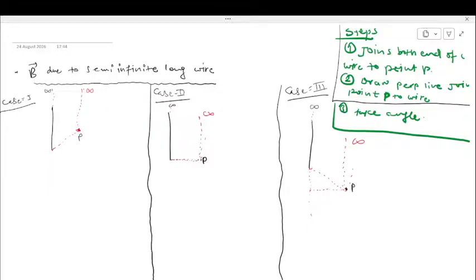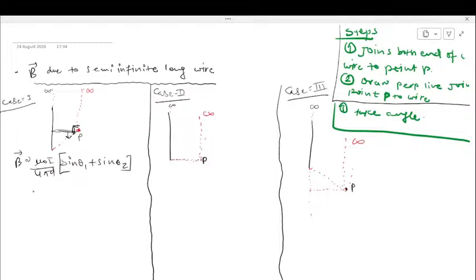Now join both ends of the wire at point P. Draw a perpendicular line to join point P to the wire. Now to take the angle, here is the perpendicular line. The first angle, this angle, is 90 degrees. The second angle is this. We know the general formula of magnetic field: mu naught I upon 4 pi d into (sin theta 1 plus sin theta 2).